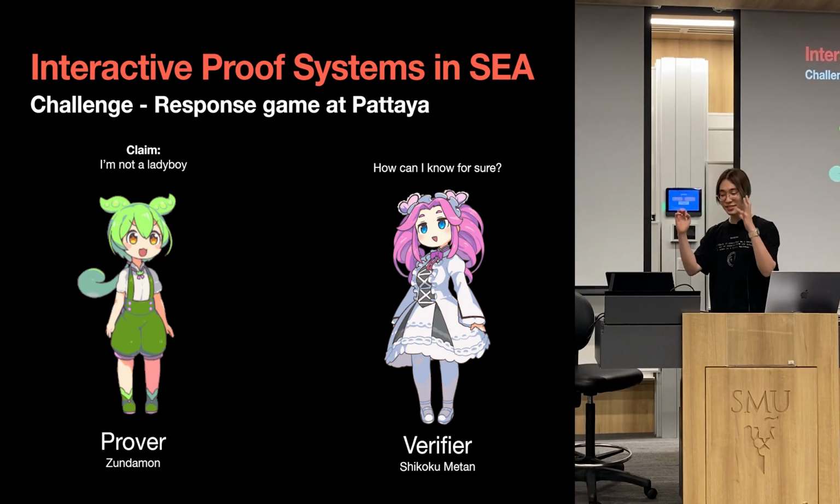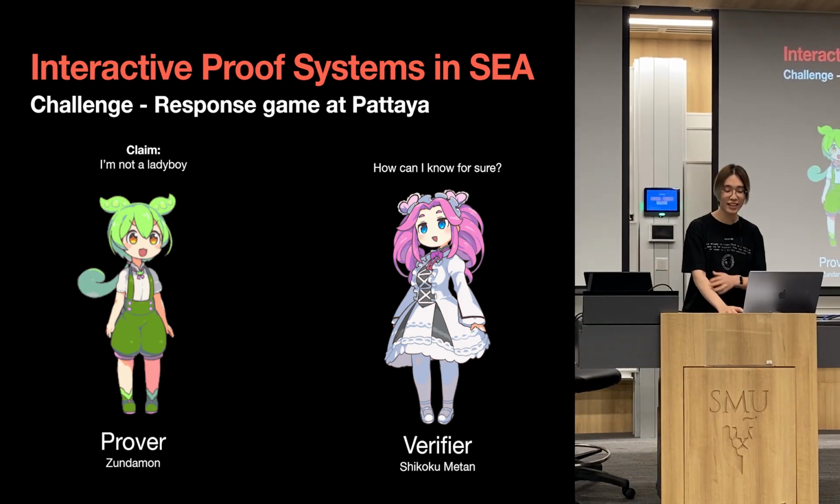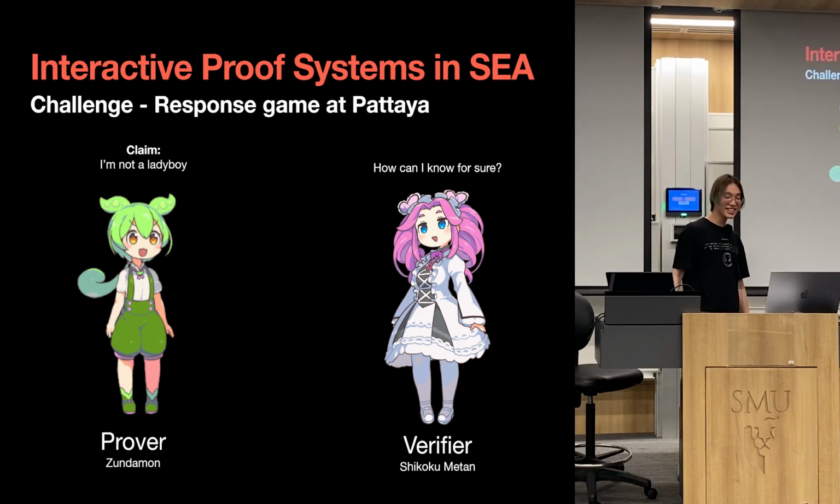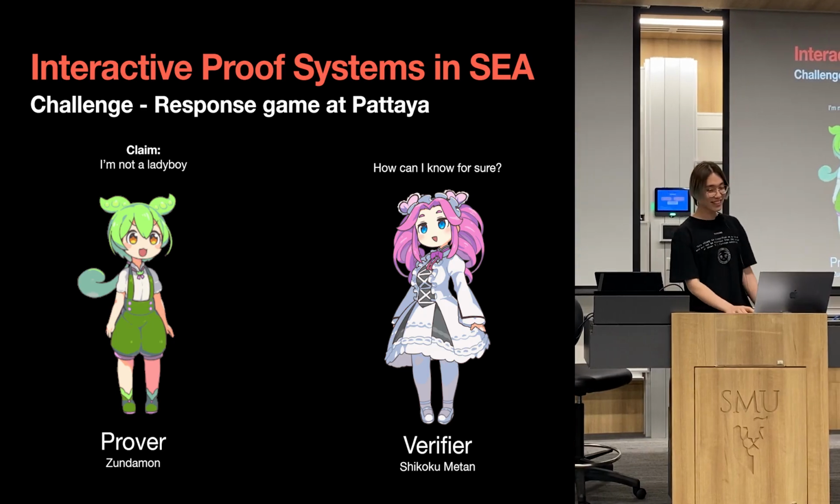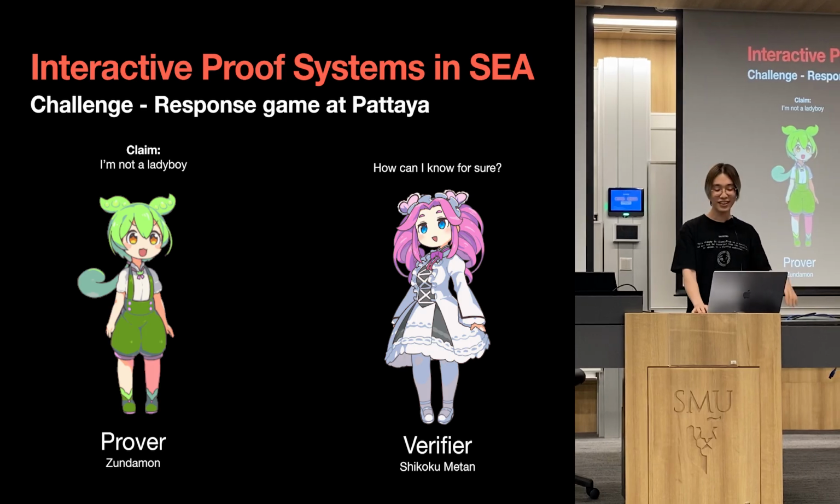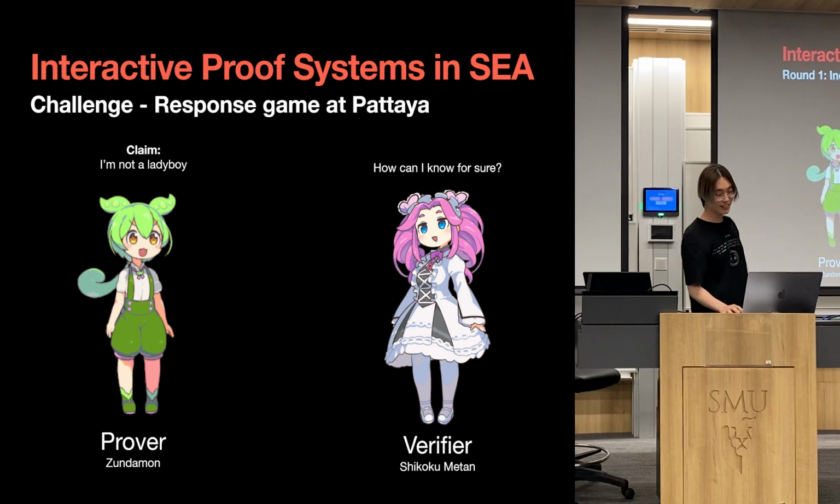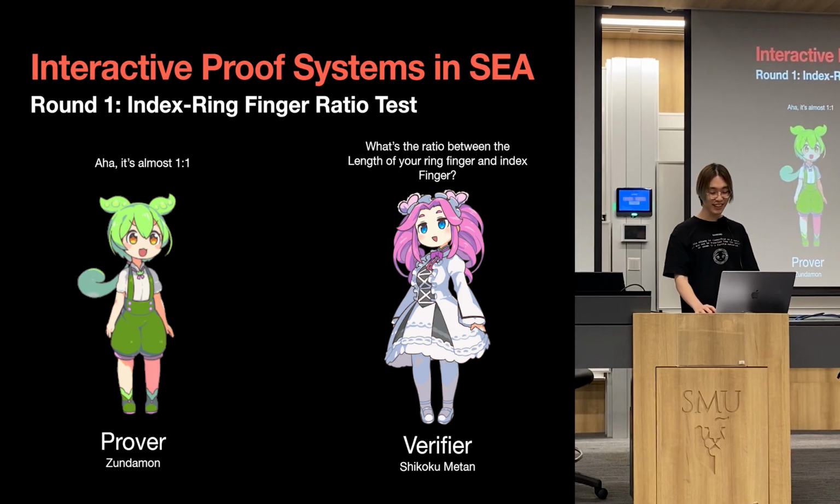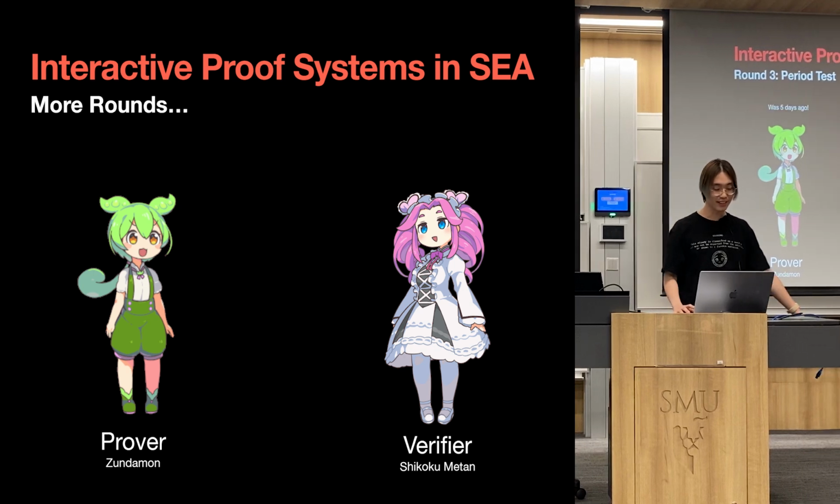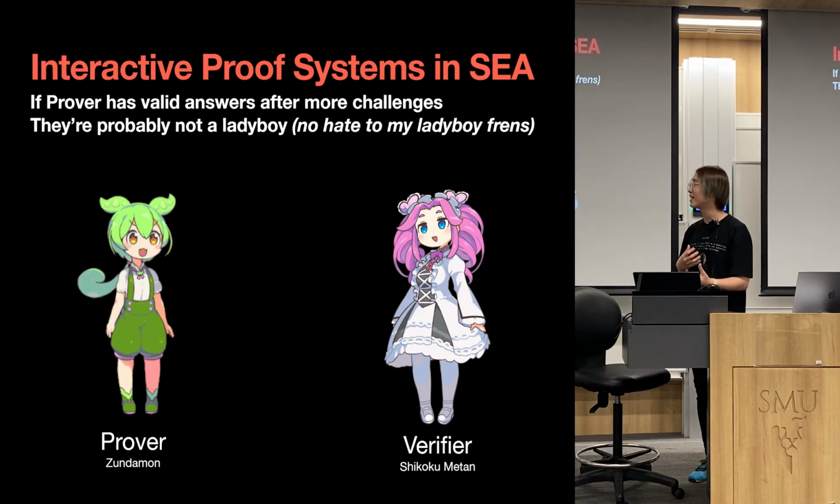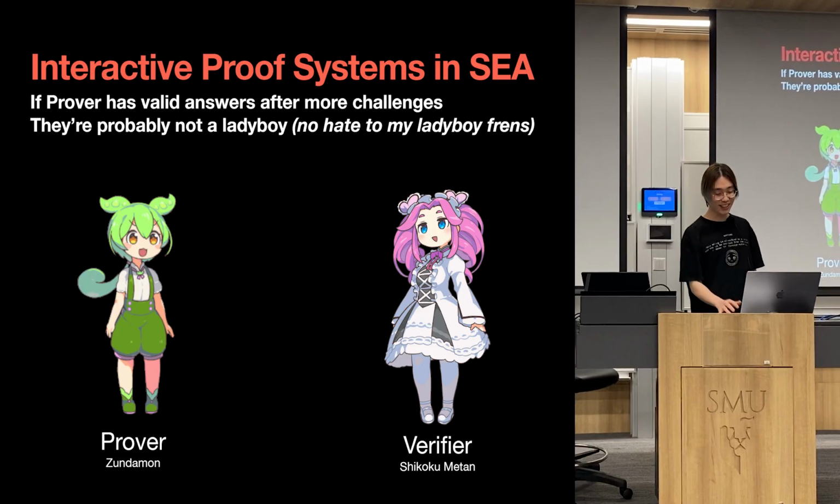Okay, so let's contextualize this. You can think of this as a challenge response game. So in Pattaya, if you go up to someone and say, "Are you a lady boy?" "I'm not lady boy, nah." Okay, so the verifier is like, how can I know for sure? So really all of ZK, or even interactive proof systems, can be modeled as a challenge response game. Think of it as a game where you have multiple rounds and you want to prove something. You can do things like index ring finger ratio test, body fat percentage test, and period test or whatever. And you can do even more rounds. If the prover has enough valid answers after many challenges, you're probably not a ladyboy. Sorry, no hate to my ladyboy friends.